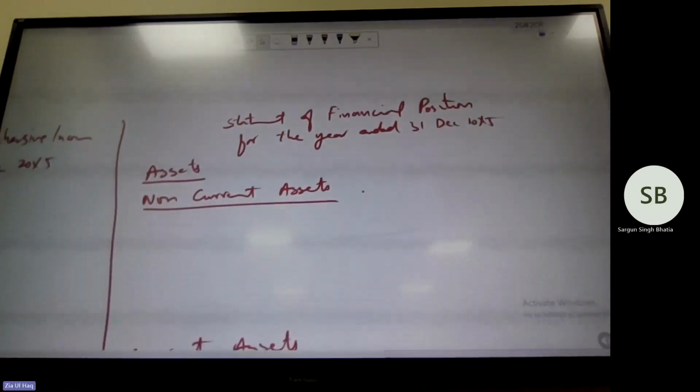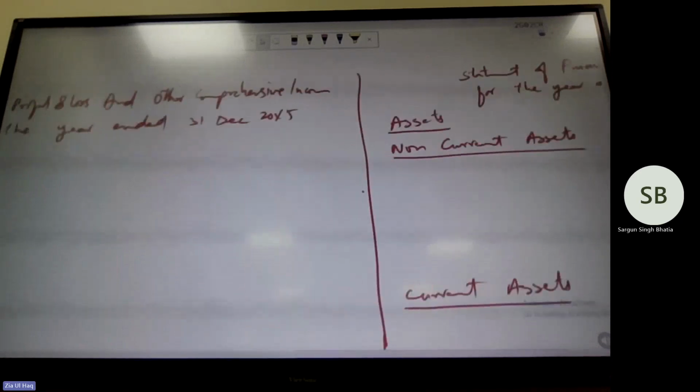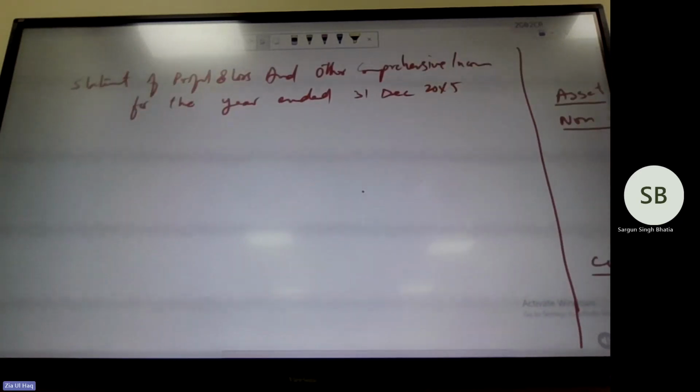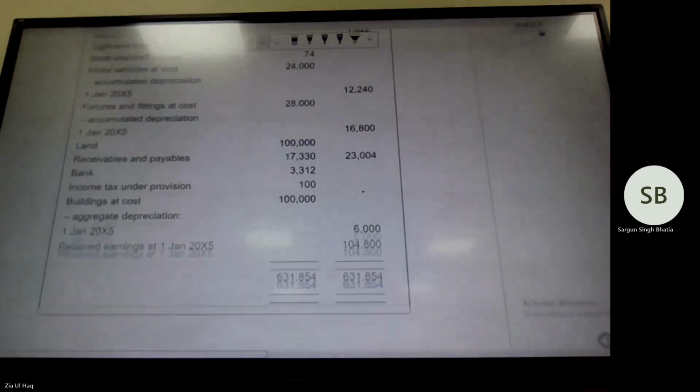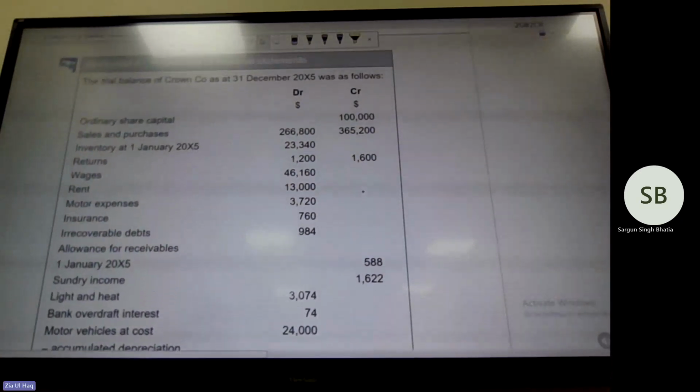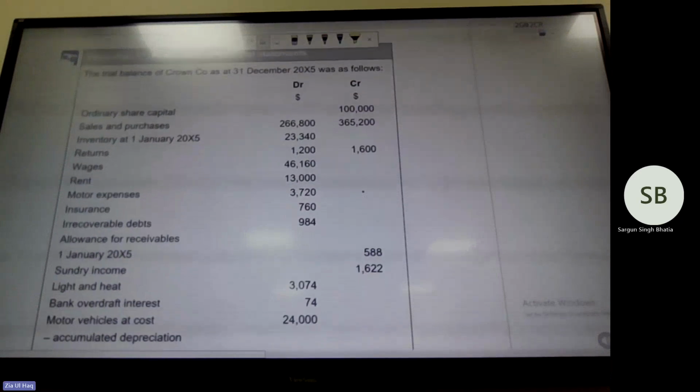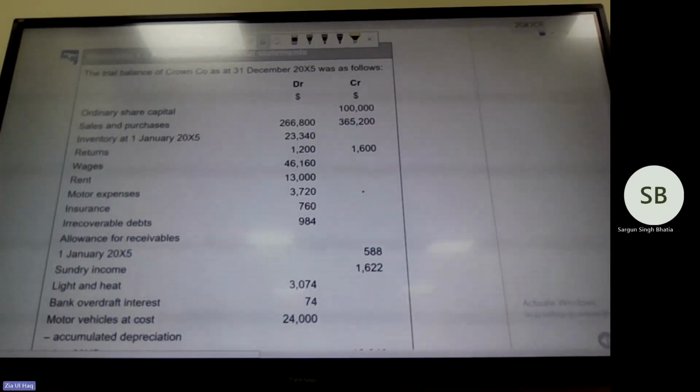And for the income statement, we need to start with sales revenue. Then we need to deduct cost of sale to arrive at GP, gross profit. Then by deducting expenses, we will arrive at profit and then other comprehensive income. So we are going to prepare the statement of profit and loss and other comprehensive income and the statement of financial position, meaning the balance sheet. So the trial balance of Crown Company as at 31st December 20x5 was as follows.